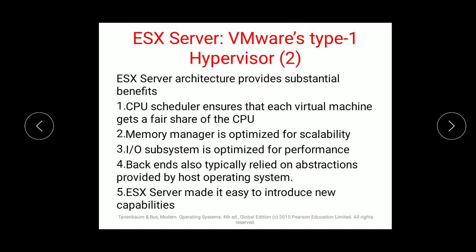Backends also typically relied on abstractions provided by the host operating system. Backend processing is also done faster because abstractions are made. Abstractions means separate modules are made, so that work becomes faster. The ESX server made it easy to introduce new capabilities. So new technologies and new capabilities were possible on x86 because of the ESX server.